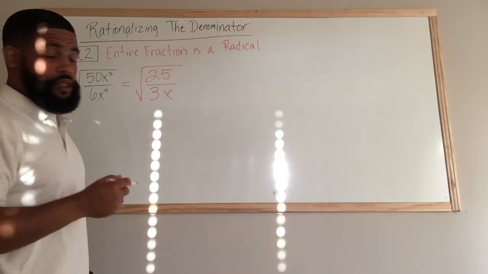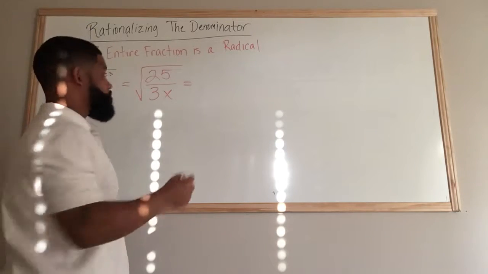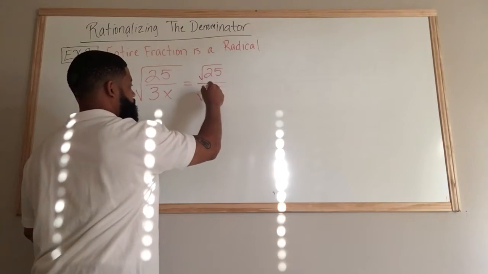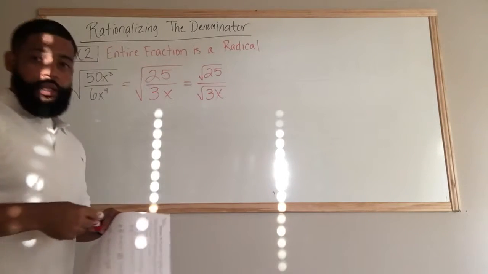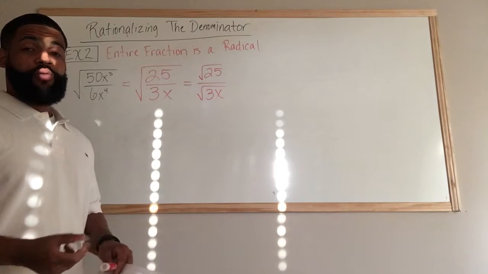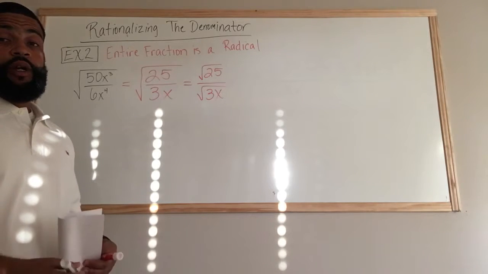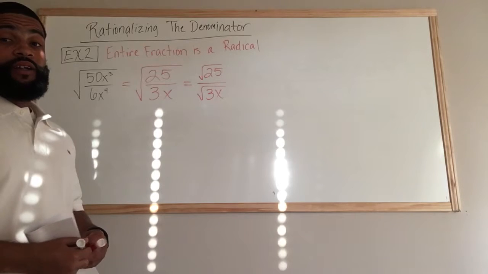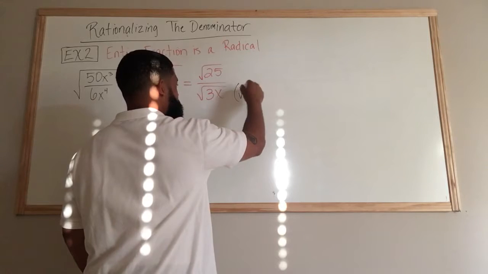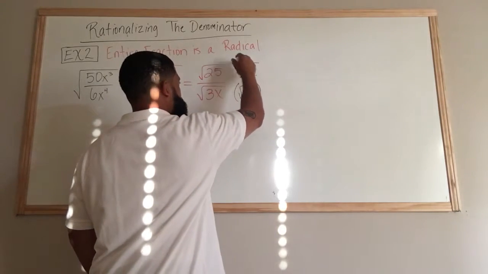Now, once we get this, we want to change this into a radical in the numerator as well as a radical in the denominator. So we have the square root of 25 over the square root of 3x. Now, we learned from previous examples that we are not allowed to have a radical in the denominator. So what we're going to do is rationalize this denominator by simply multiplying by the square root of 3x. And whatever we do to the denominator, we must do to the numerator. So we're going to multiply this by the square root of 3x as well.